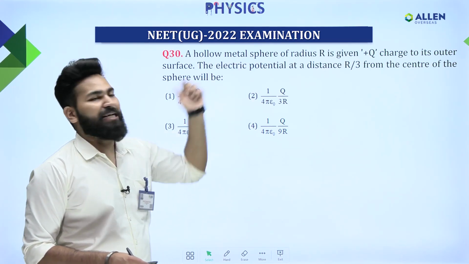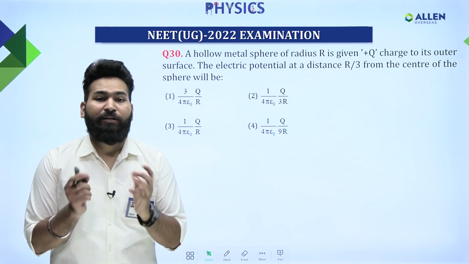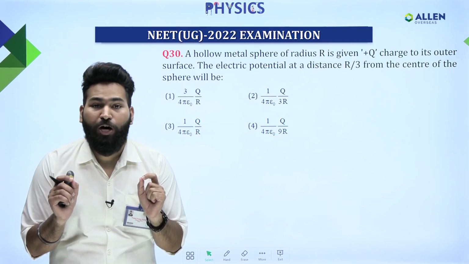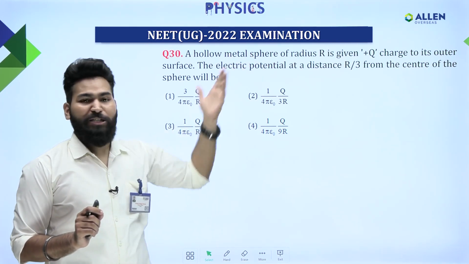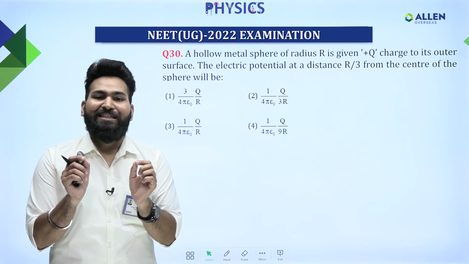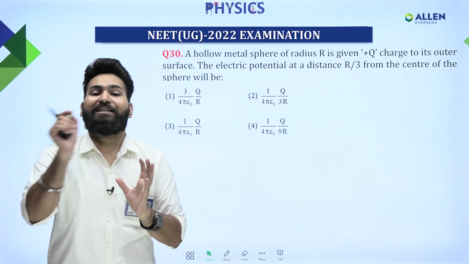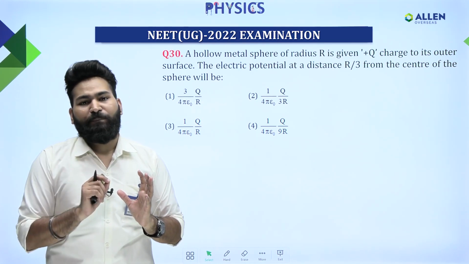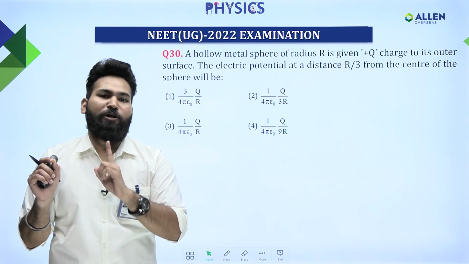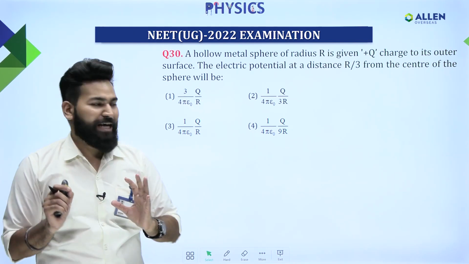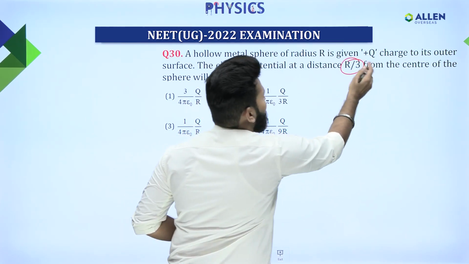Since this is a metal sphere, that means it's a conducting sphere, and we know that inside a conductor the potential remains constant. If it's a hollow sphere, the potential inside is constant and the value of that potential will be equal to the value of potential at the surface of the sphere. So whatever the value of potential at the surface is will be the value of potential inside the whole sphere. It's given that we have to find the electric potential at a distance r by 3 from the center.